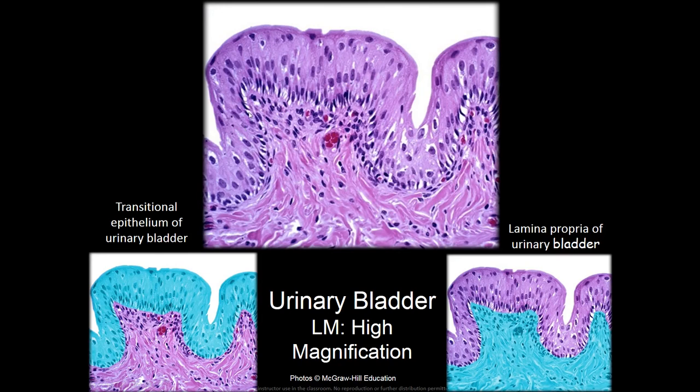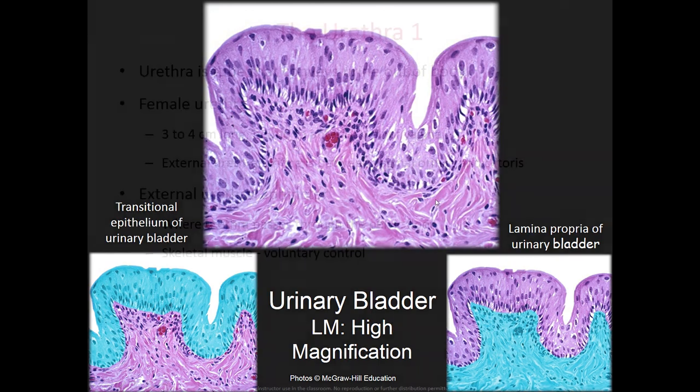Great magnification here of the transitional epithelium. You see these cells are very tall, just because this urinary bladder is empty, and these foldings will represent the rugae. And this is the lamina propria.